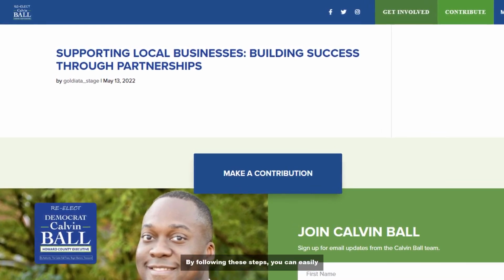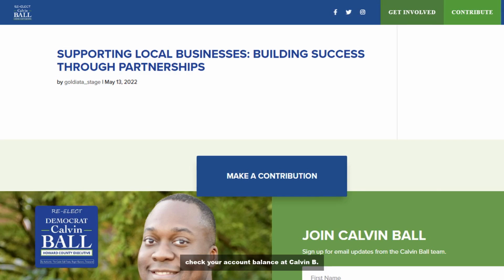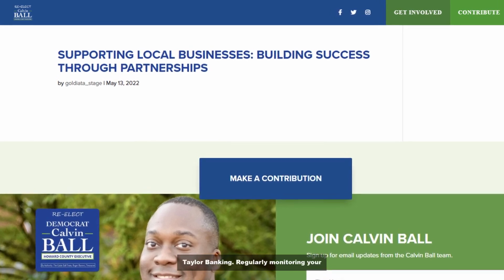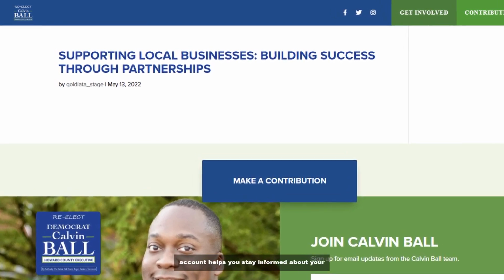By following these steps, you can easily check your account balance at Calvin B. Taylor Banking. Regularly monitoring your account helps you stay informed about your finances.